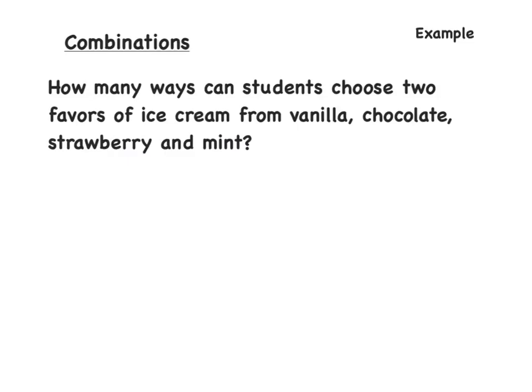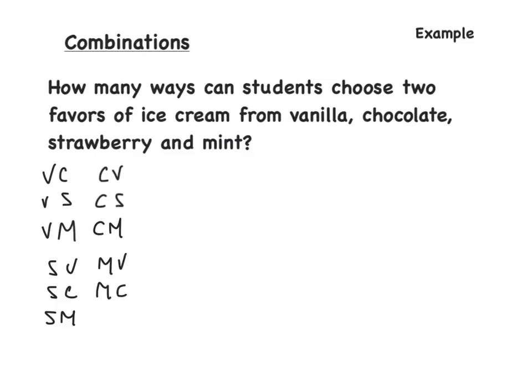The very first way, you can make a list. You can get vanilla chocolate, vanilla strawberry, vanilla mint, or you can get chocolate vanilla, chocolate strawberry, chocolate mint. You can get strawberry vanilla, strawberry chocolate, strawberry mint, or you could get mint vanilla, mint chocolate, or mint strawberry. Now remember, these are all the possible orderings. We have 12 possible. But this is a combination, and so the order does not matter. If we have vanilla chocolate and chocolate vanilla, that's basically the same exact thing, so I'm going to cross one of them out. Vanilla strawberry is the same as strawberry vanilla. Vanilla mint is the same as mint vanilla.